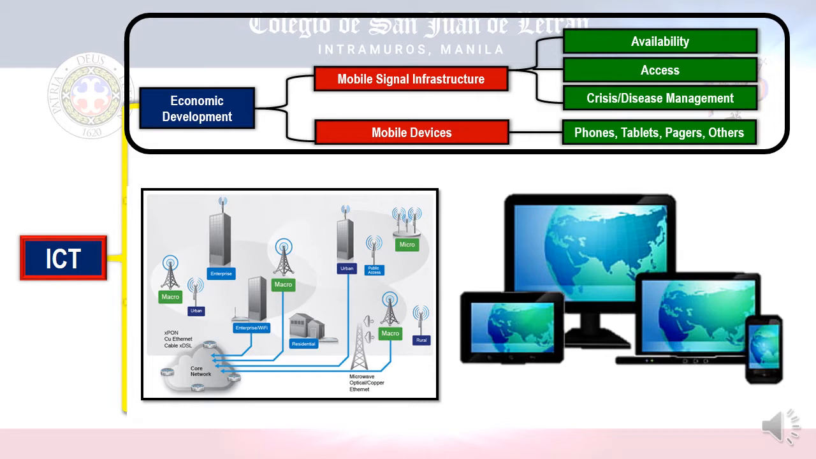At the present time, ICT has become a serious part of the economy. When we talk about economic development, it's all about the well-being of the country. It's all about the quality of life of the people. The development in the economy today is now affected by mobile signal infrastructure because today we are living in the IT era. People are connected through the World Wide Web, through the internet. If the availability and accessibility of the internet connection is poor, there will be an effect on the economic development of the country.